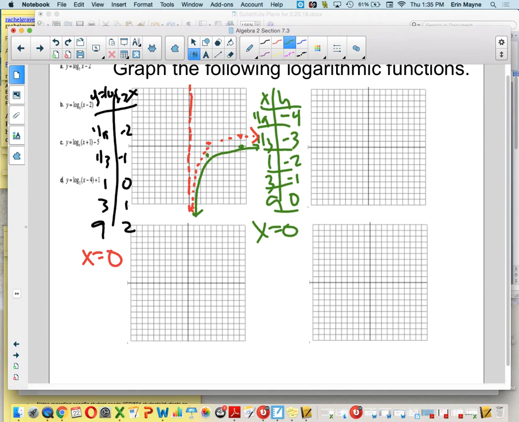Give me your eyes real quick. We're going to spend the next 5 minutes graphing the remaining 3, okay? Your homework is Form K. It's due on Monday, okay? When you walk in the door on Monday, this is what you need to have.